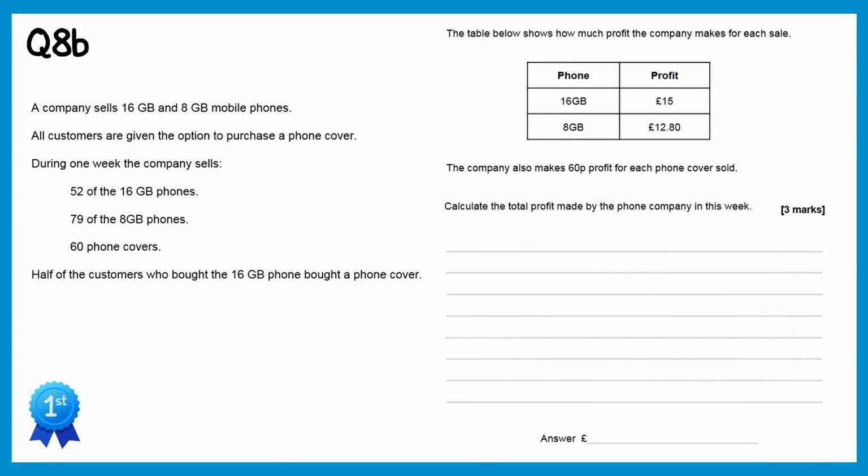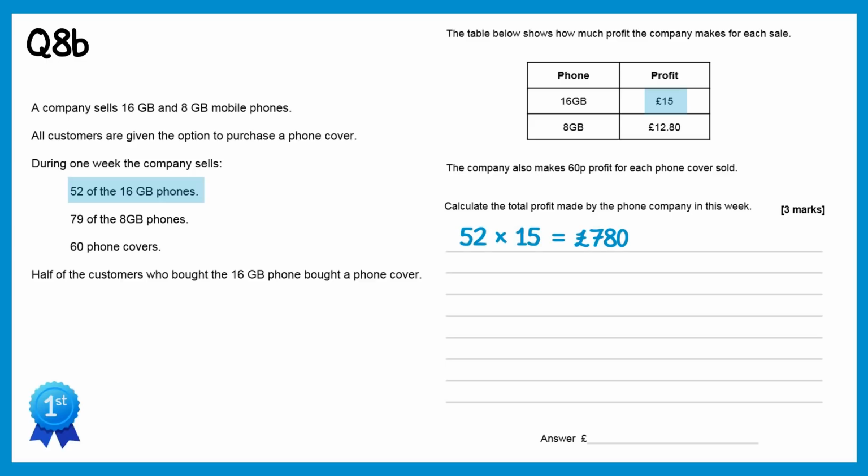For this question we're working out the total profit. We know they sold 56 of the 16GB phones, and each of those phones earns them £15 profit. So if we do 52 times 15, we get 780. So that's the profit on 16GB phones.